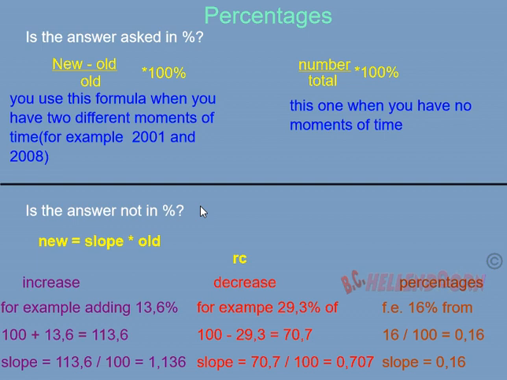With a decrease, it's actually the same. You start with 100% when nothing changes, you subtract 29.3, and then you have the new percentage 70.7, and then divided by 100 the slope is 0.707. 16% from 100 people wants to get back to school, and that means you have no increase or no decrease, so the slope is 0.16.